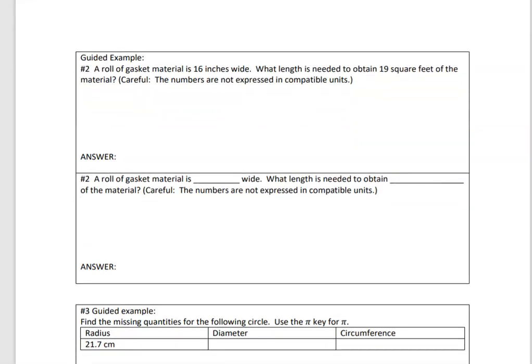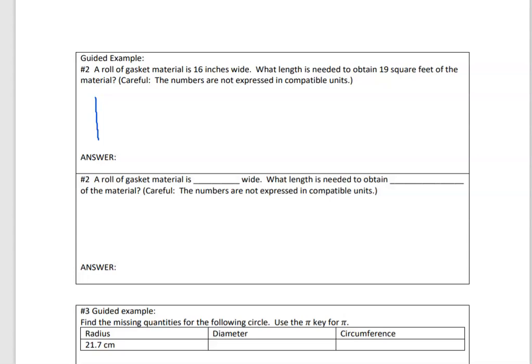What length is needed to obtain 19 square feet of the material? Okay, so what we're trying to find out is we've got this roll of material, kind of like a soup can. If you took out the label of a soup can, you would get a rectangle, right? So what we know about this is that we're looking for the length, because it says what length is needed to obtain 19 square feet of the material. And we know that it's 16 inches wide, so this is 16 inches.